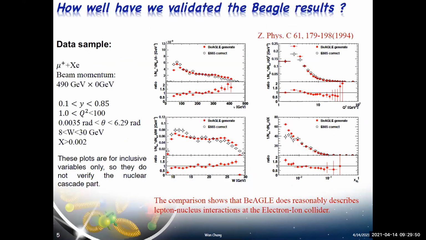Actually, we only tune the BeAGLE result with the E665 result of muon-xenon collisions. The comparison shows BeAGLE does reasonably describe the lepton-nucleus interaction at the EIC. But I know there are also a lot of things that need to be improved in BeAGLE, and more improvement is also underway.